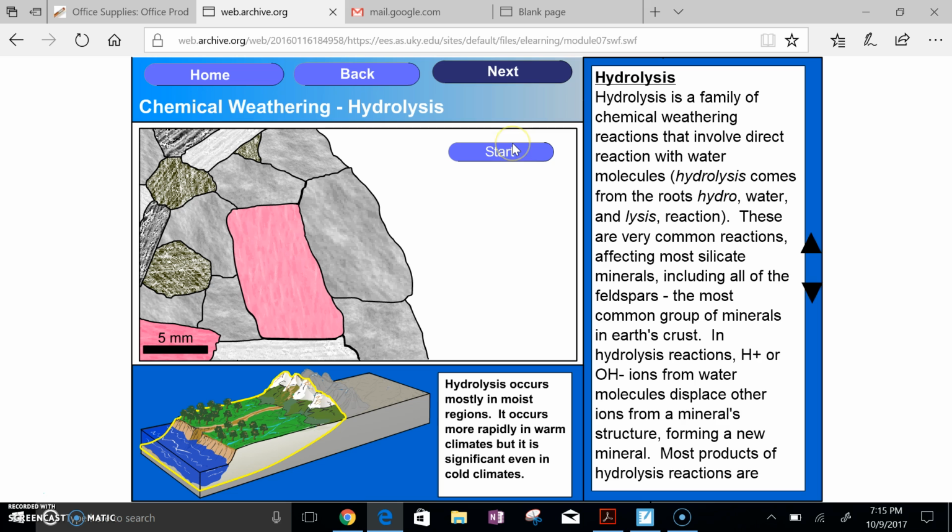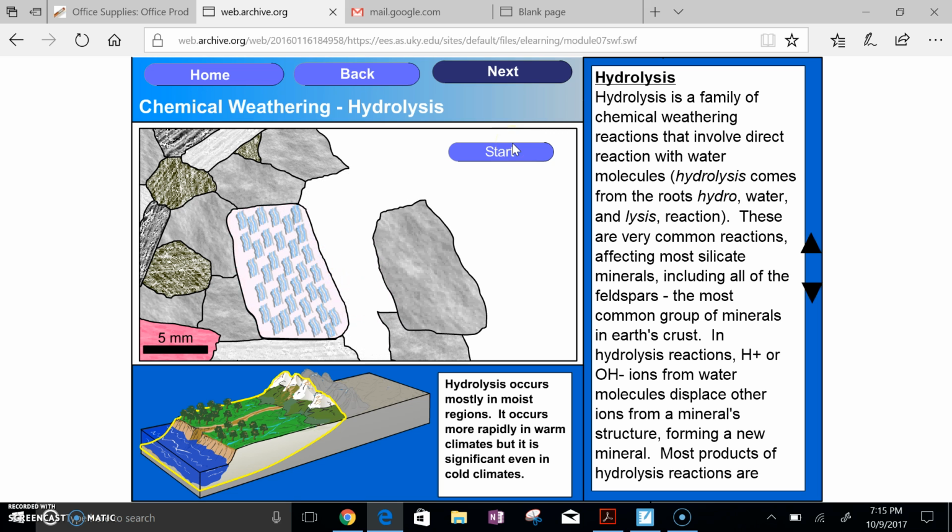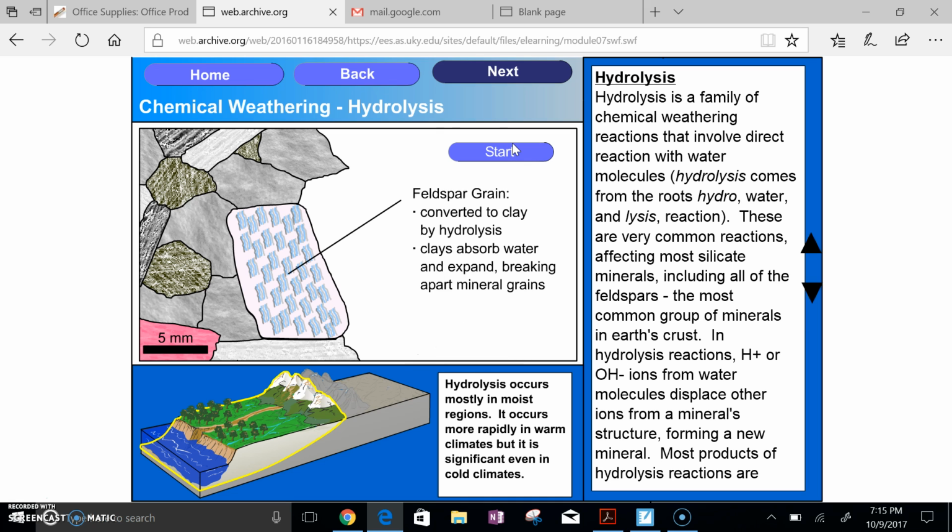This is hydrolysis. Hydrolysis is when chemical reactions take place. In this, the feldspar is converted to clay by hydrolysis. Clays absorb water and expand, breaking apart mineral grains. So it actually chemically changes the rock so that it behaves differently. Okay, and that is all. We're going to go on to the next site.